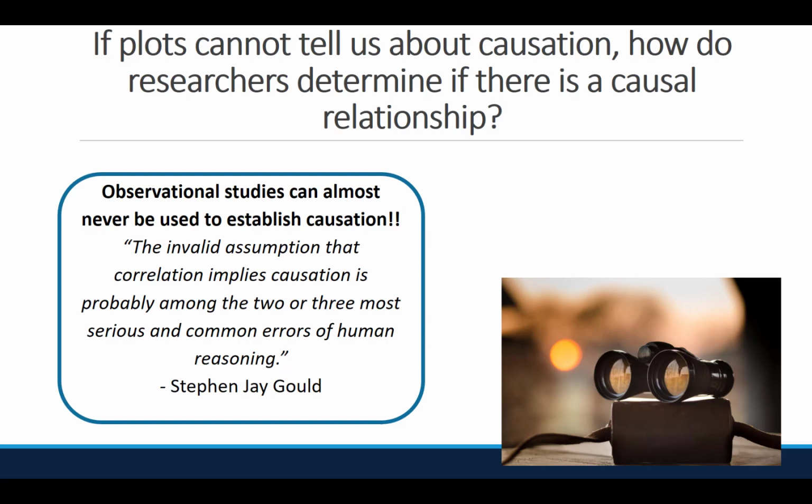The invalid assumption that correlation implies causation is probably among the 2 or 3 most serious and common errors of human reasoning. As a public health professional, you should pay close attention to this important fact. There are times you will be presented with information which claims that 2 variables have a causal relationship, but the data will have been collected from an observational study. You want to be able to identify these claims and critique them.